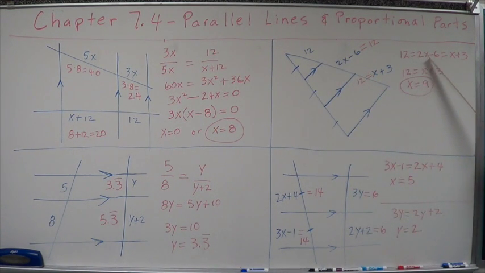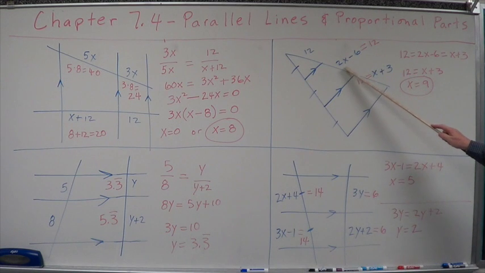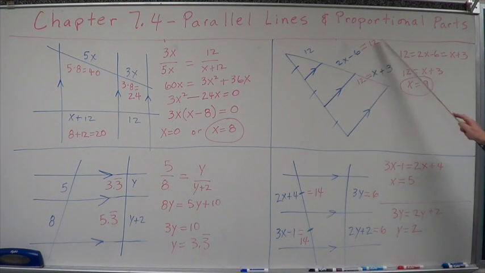12 equals 2x minus 6. It also equals x plus 3. Let's take one of those and solve for x. 12 equals x plus 3. Subtract 3 from both sides. x equals 9. Plug it in. 18 minus 6 equals 12. 9 plus 3 equals 12. That's what we would expect, okay? Sometimes this makes it really simple.